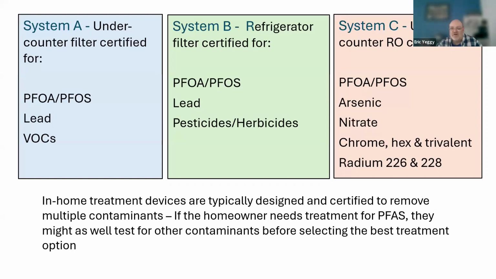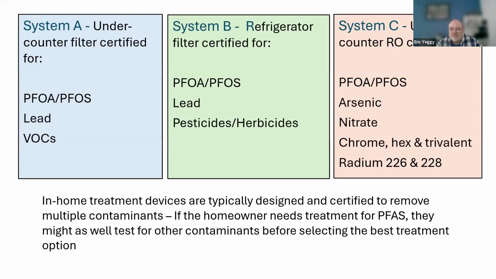So I've shown here 3 actual systems. I'm not going to name the systems because I don't want to endorse specific systems, but these are just 3 examples of certified systems for PFAS removal. System A is an under-counter filter certified for PFOA and PFOS. Again, this is under the 2021 version of the standards. And it's also certified to remove lead and VOCs, or volatile organics.